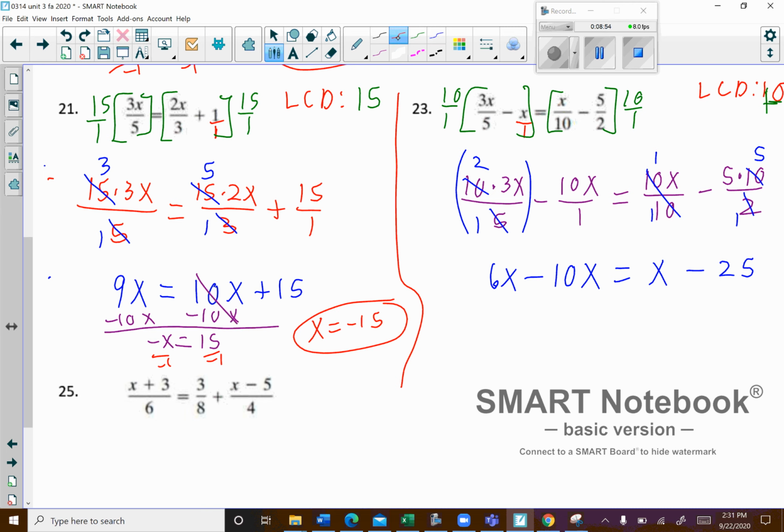Okay, so then next we'll clean this up a little bit. So 6x take away 10x would be negative 4x. And then equals x minus 25. And then what we'll do is we'll go ahead and subtract an x from both sides here.